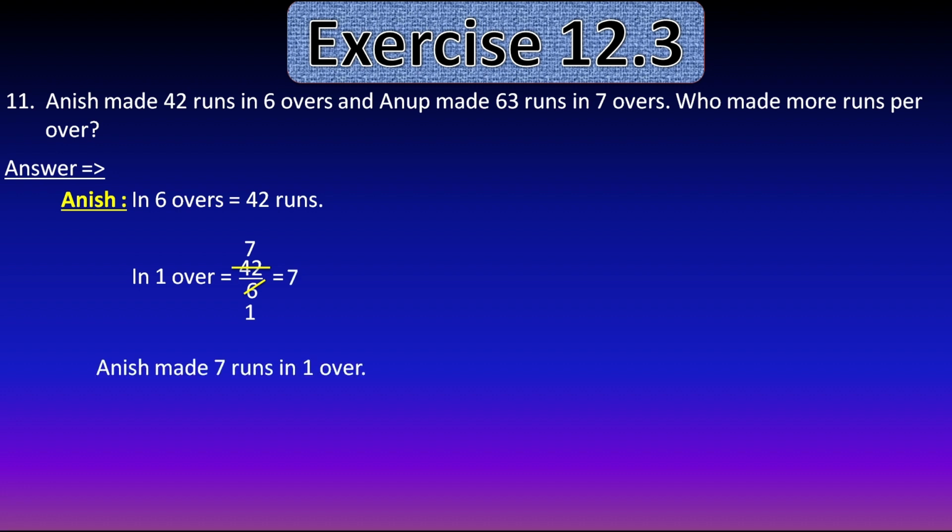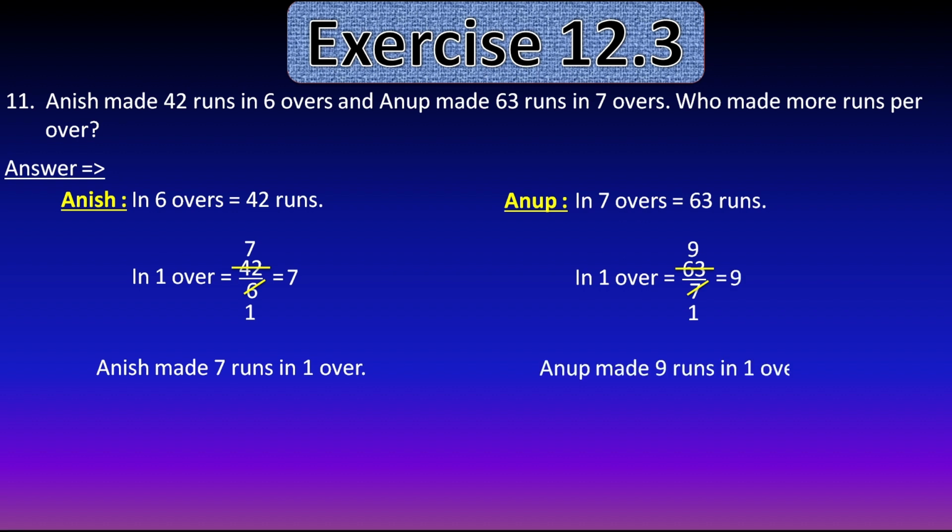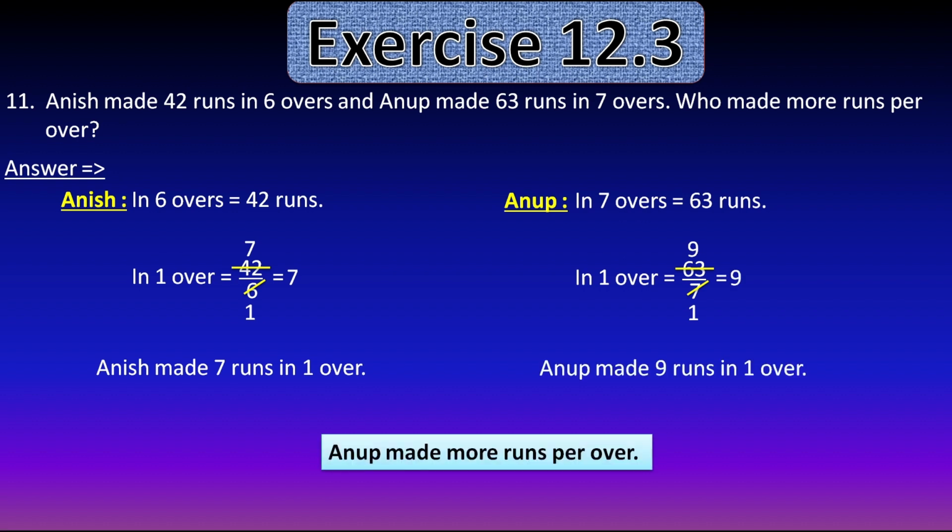Okay. Now for Anup in 7 overs he made 63 runs. That means in 1 over he made 63 upon 7, that is 7 ones are 7 and 7 nines are 63, which is equal to 9. Therefore Anup made 9 runs in 1 over. Now when you compare 7 and 9, we understood that Anup made more runs per over. Okay. So here the exercise ends.